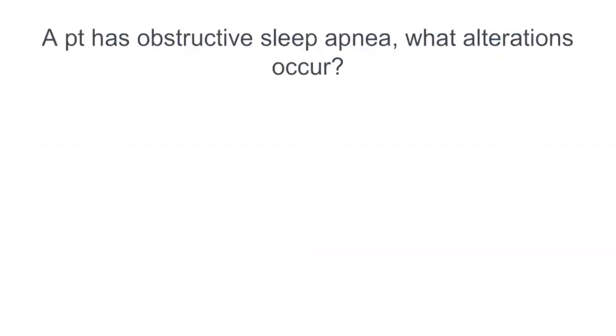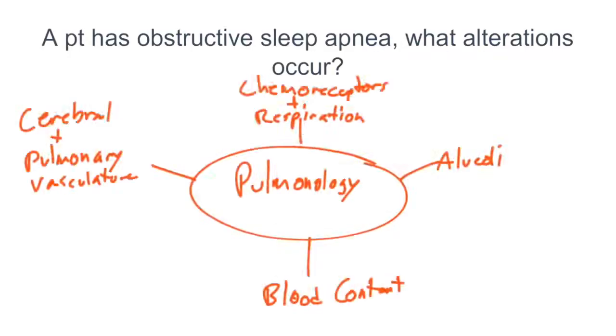So let's say a patient has obstructive sleep apnea. What alterations will occur? So what will happen to these different aspects of the pulmonary physiology? In obstructive sleep apnea, the patient fails to inhale properly due to relaxation and collapse of the muscles in the upper airway. So this would decrease the ventilation. With reference to the alveoli, you can see that the patient would actually have a VQ mismatch.